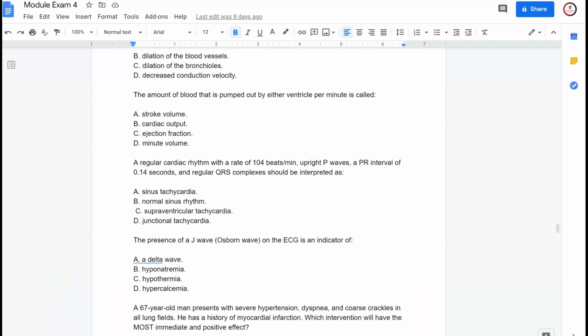The amount of blood that is pumped out by either ventricle per minute is called, right? We talked about this. This is your stroke volume times your heart rate equals your cardiac output. Your answer here is B.